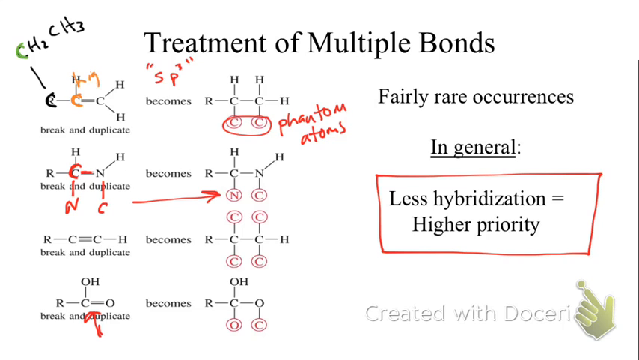Okay, why was it higher priority? Well, we officially went through all of those rules explaining it, but you'll notice, what's the hybridization of that carbon? It's sp2. The hybridization of our green carbon was sp3. So what we're looking at is a decrease in the hybridization. You decrease the hybridization, it becomes higher priority, or a lower number.